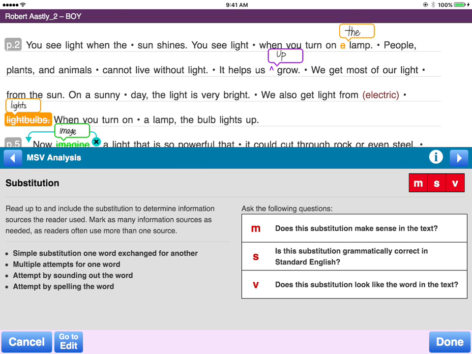So then we read and we go to the next error, which is light bulbs. We also get light from electric lights. So then we ask ourselves, did that substitution make sense? It did. Did that substitution sound grammatically correct? We also get light from electric lights. It still does. And then we ask ourselves, did that substitution look like a word in the text? It absolutely did. So we chose all three for that miscue.